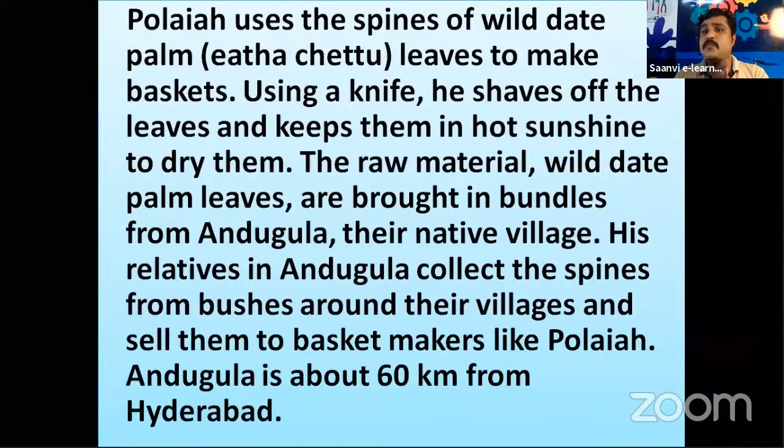The raw material, wild date palm leaves, are brought in bundles from Andugula, their native village. From where does he get this raw material? From his village. His relatives in Andugula collect the spines from the bushes around their villages and sell them to the basket makers like Polaya. So his relatives distribute this raw material, or palm tree leaves, to Polaya or other handicraft people.